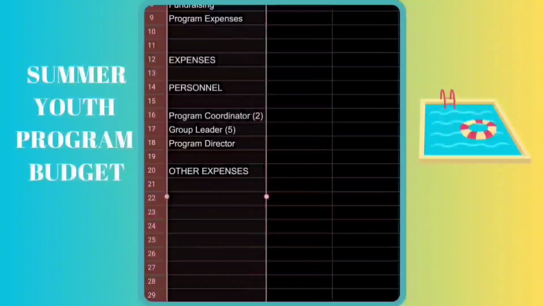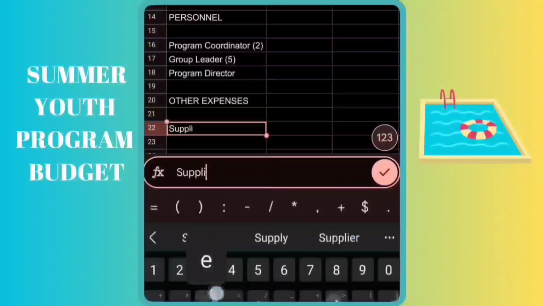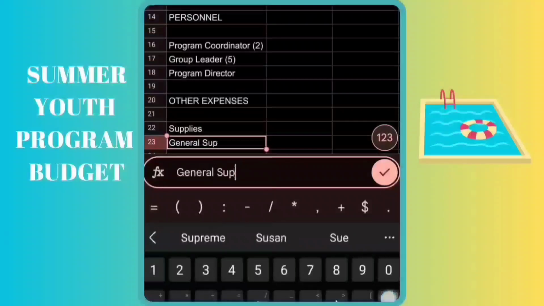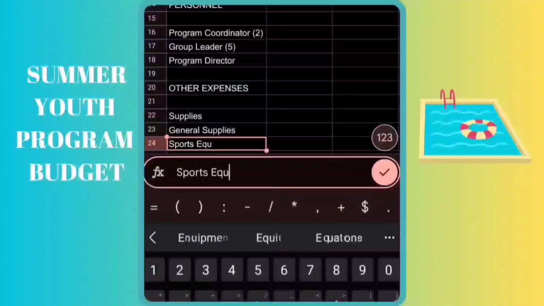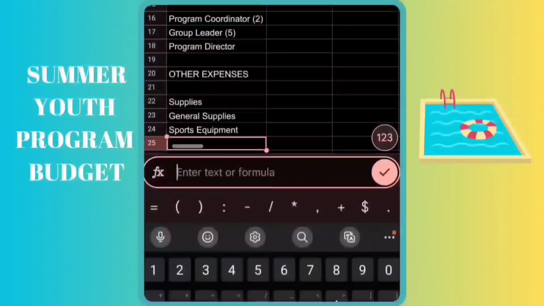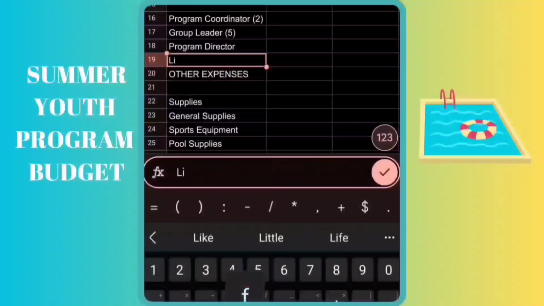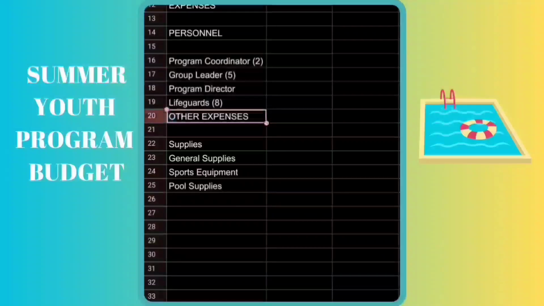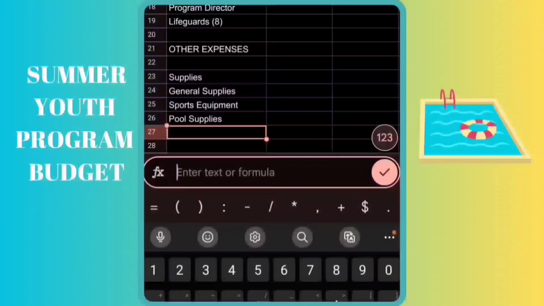So as we're looking at this, we're trying to consider what personnel would be part of a program budget. You may have program coordinators, and they may be full or part-time, group leaders for a number of children, a program director, and then you might have a general supply category. There might be different categories of supplies like sports equipment. Pool supplies might be another category. If you have pool supplies, you probably have some lifeguards to watch the kids in the pool. As we work on this spreadsheet, we're going to be spacing different lines as we go along.